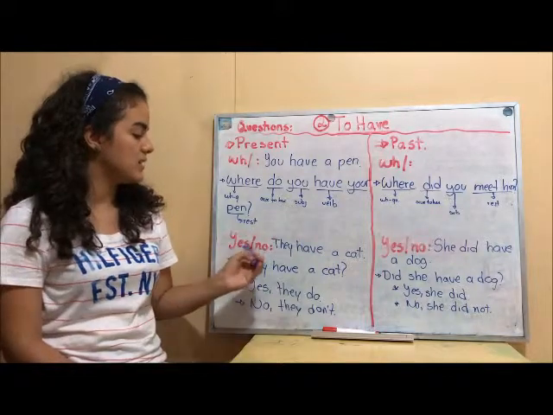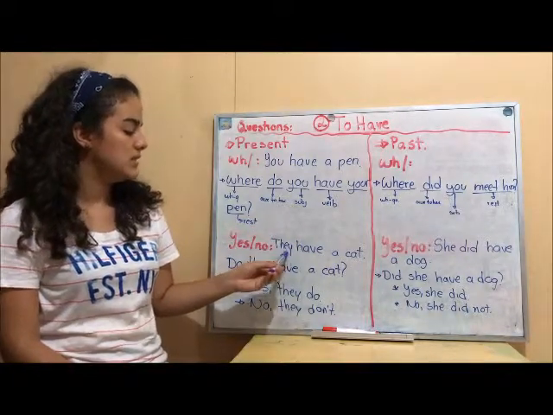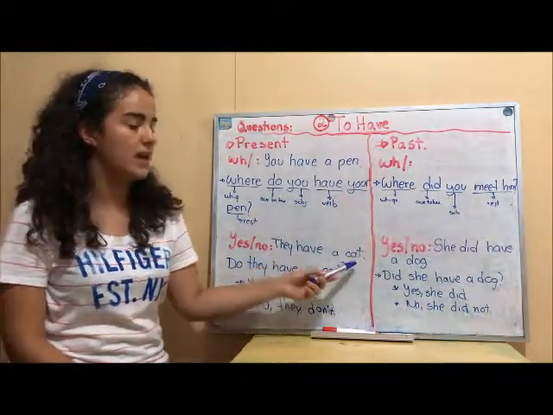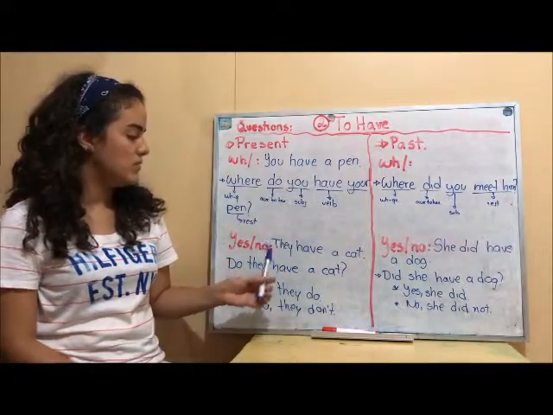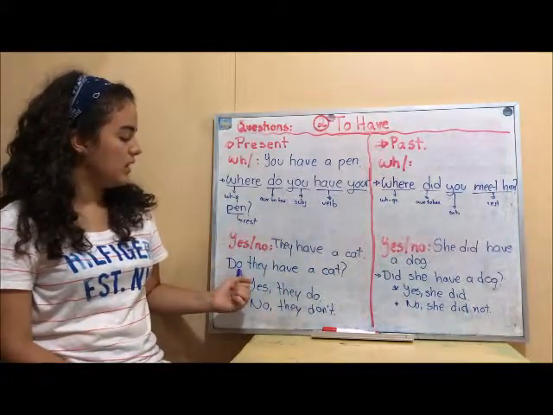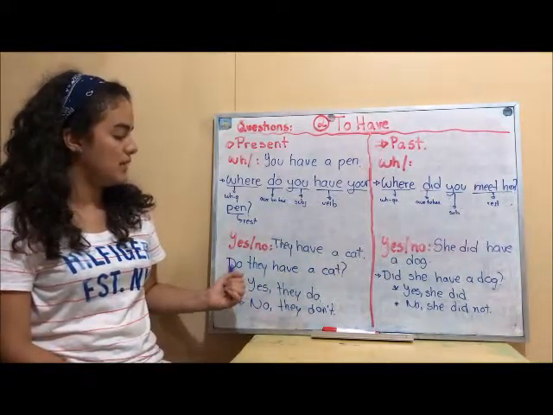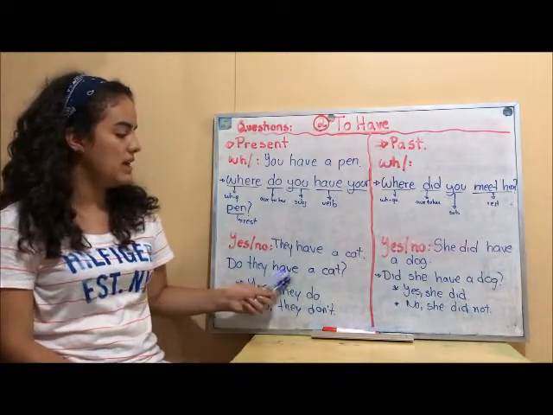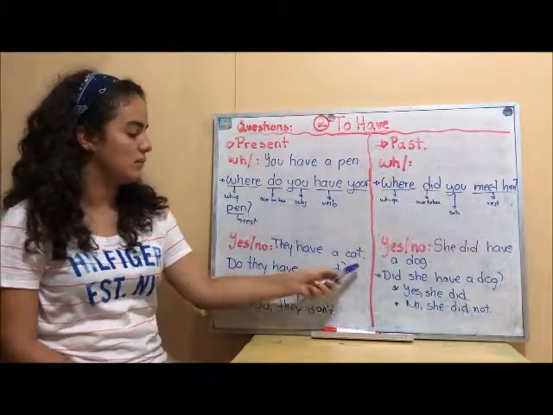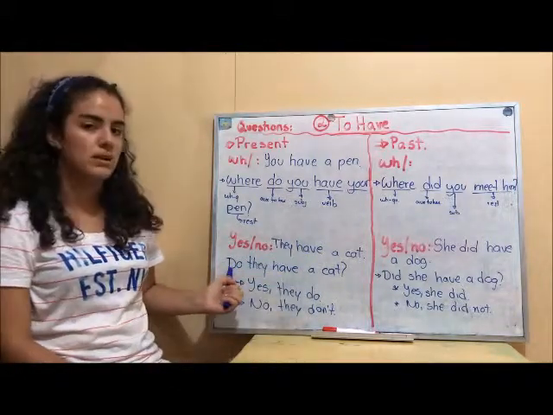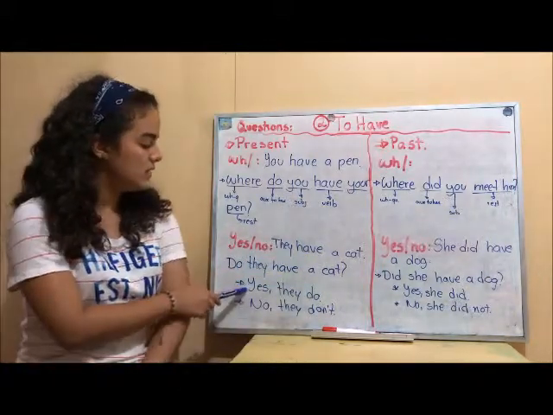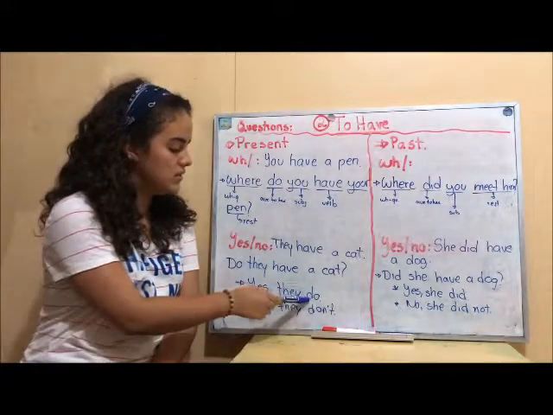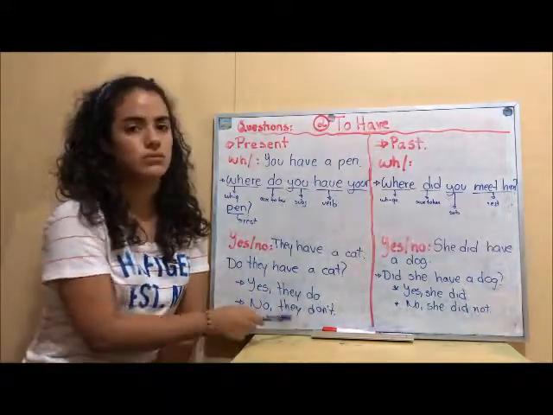And now we have yes and no questions. So the sentence is: They have a cat. So now we need to put an auxiliary for verb to have at the beginning, that in this case is do. So: Do they have a cat? That is the same, just with do at the beginning. And now the answers are yes, they do, or no, they don't.